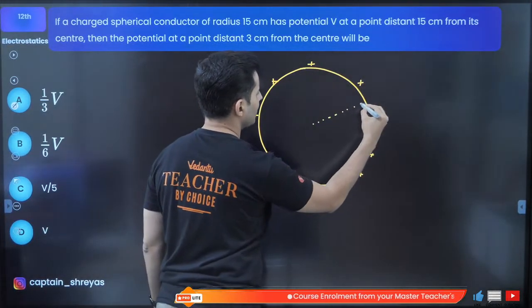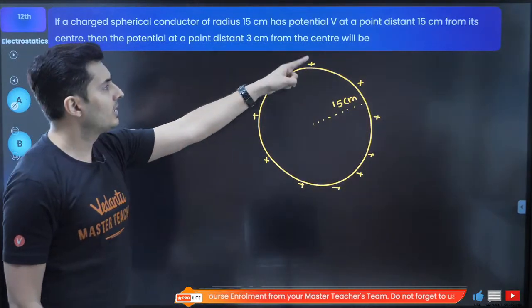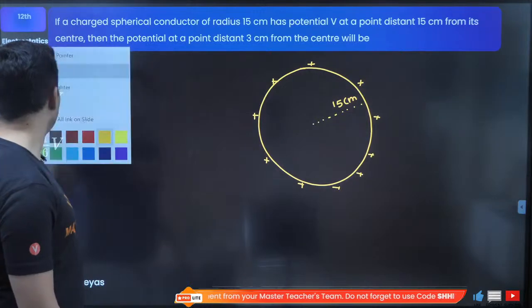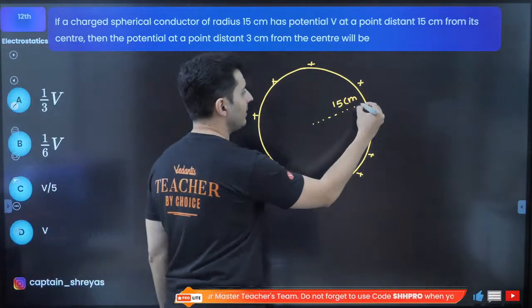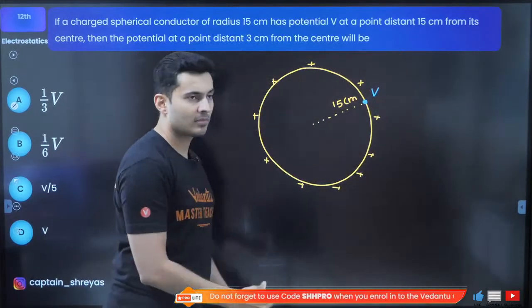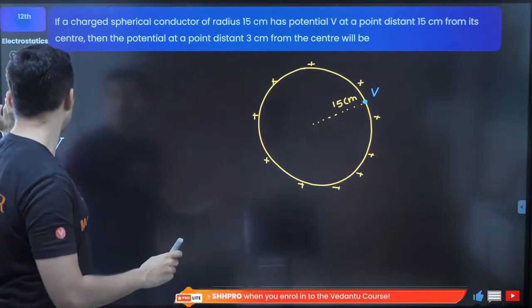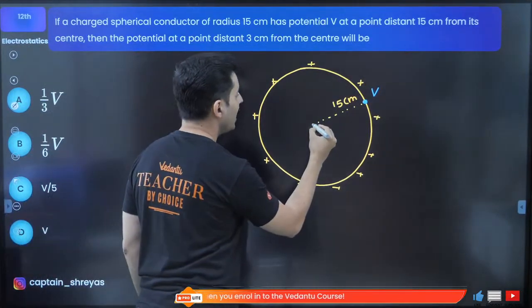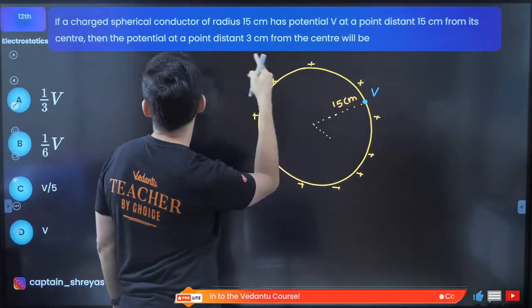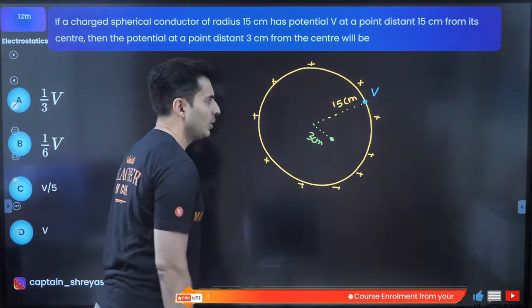The radius of such a conductor is 15 centimeters. At a point at a distance of 15 centimeters from the center, that means it is here only, what is the potential? The potential is V. Correct? Everybody with me on this? Now, what is the question? The question is basically, at a distance of 3 centimeters, what is the potential at this point?